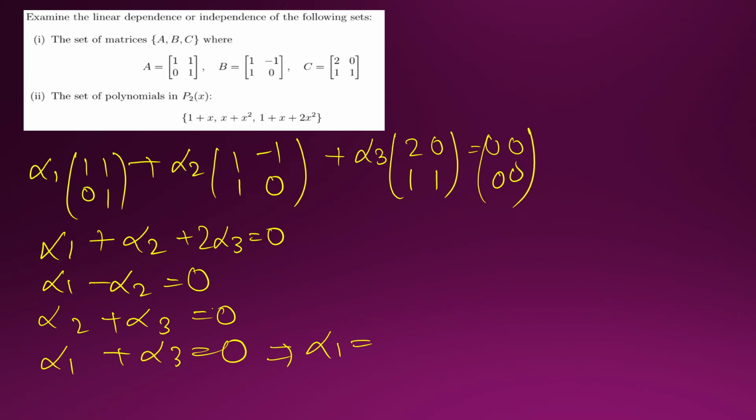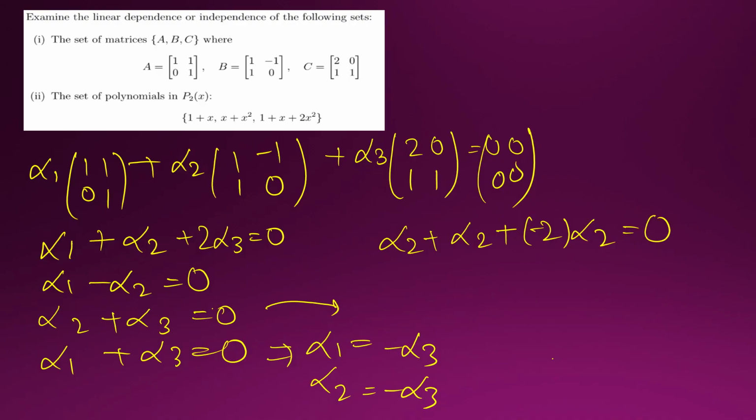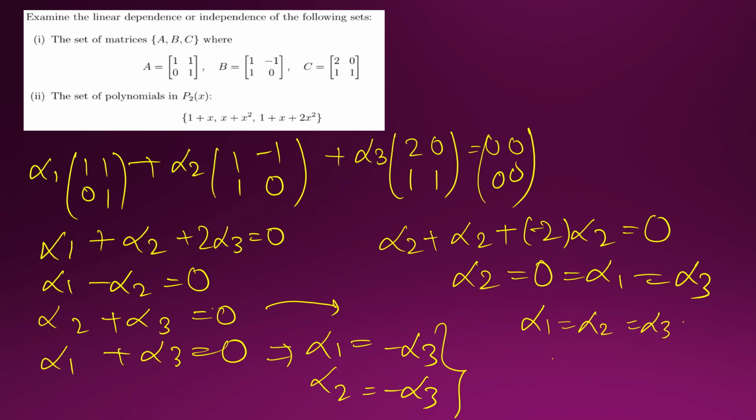By these equations, we can say alpha 1 is equal to minus alpha 3 and alpha 2 is also equal to minus alpha 3. So when you substitute, you will get alpha 2 plus minus 2 alpha 2, therefore equal to 0. Therefore, we can say alpha 2 is equal to 0, equal to alpha 1 and alpha 3. If alpha 2 is 0, we can say by these two that alpha 1 and alpha 3 are also 0. So when alpha 1 equals alpha 2 equals alpha 3 equals 0, therefore LI. But this is not an LI.